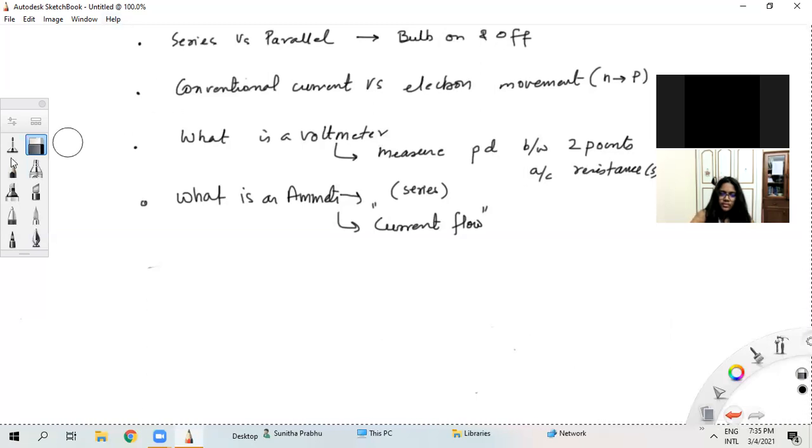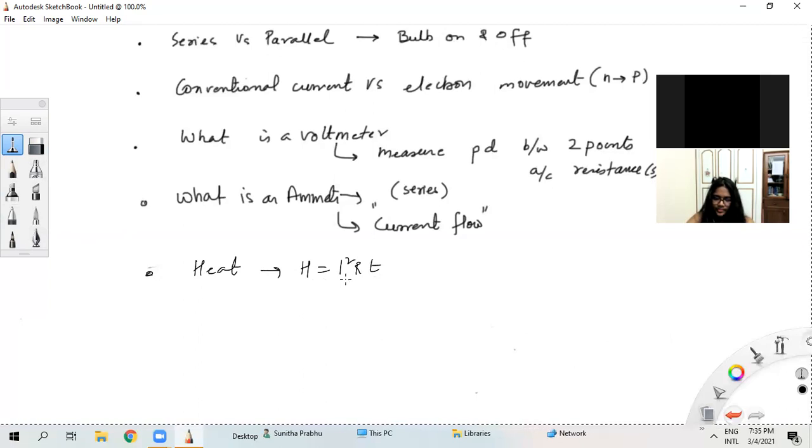What else did we discuss? We discussed that heat is I square into R into T. Heat H is equal to I square R T. Okay. They may ask what is the work done?